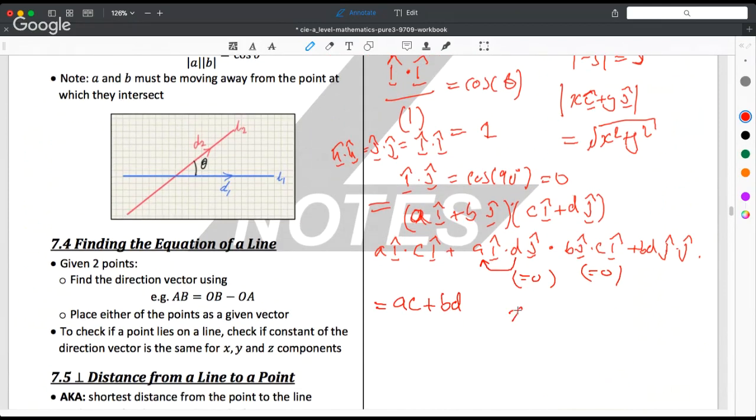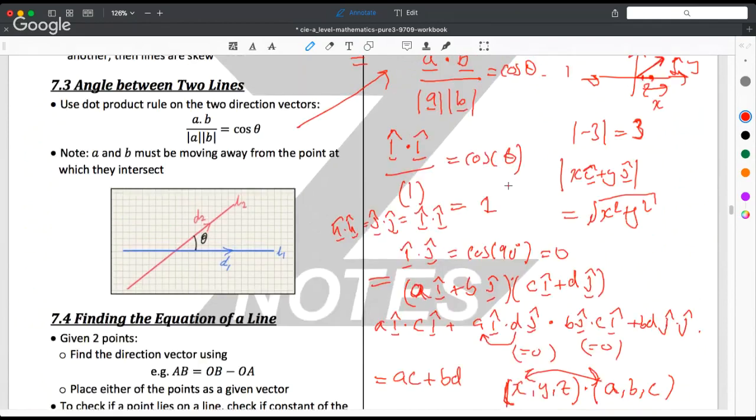So in general, if you have x, y, z, which is a vector, I've written it in vector notation just because it's faster, dotted with a, b, c, then that just equals ax plus by plus cz. So you just multiply the same coefficients together and sum them. That's how we do a dot product.